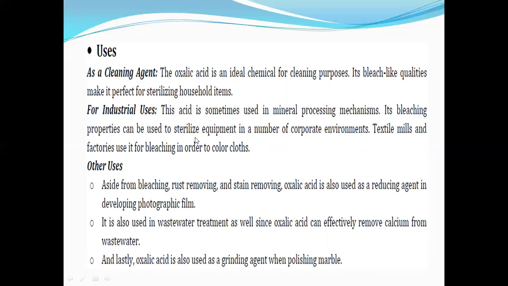Its bleaching properties can be used to sterilize the equipment in a number of corporate industries, as well as in textile mills and factories for bleaching in order to color the clothes. Another use of the oxalic acid molecule is bleaching, rust removing, and stain removing. Oxalic acid is also used as a reducing agent in the development of photographic films.